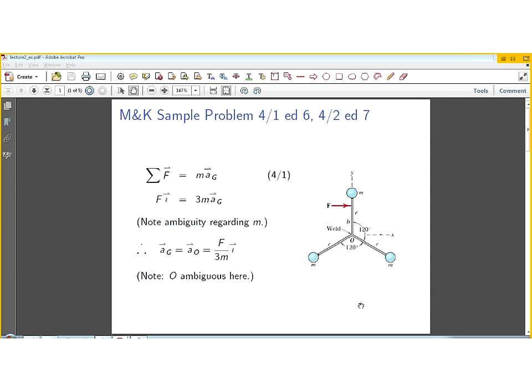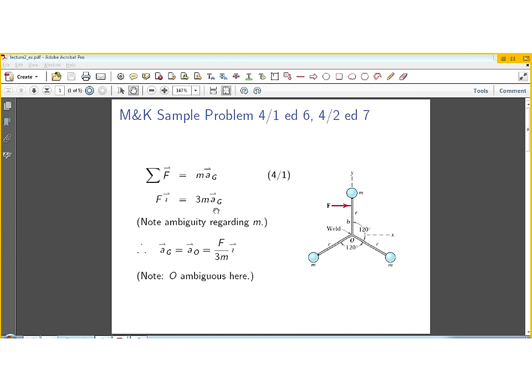So the equation that we're going to use is simply equation 4.1, which we've proven in Theorem 4.1, which says that the resultant force on the system of particles must be the mass of the system times the acceleration of its center of mass. And so in this case, the applied force is the scalar F, the magnitude of the force, in the i direction. So that must be the same as 3 times m times the acceleration of the center of mass.